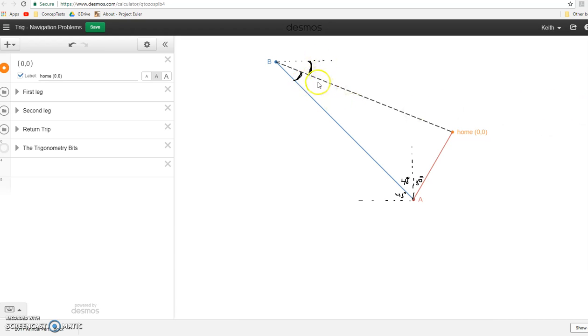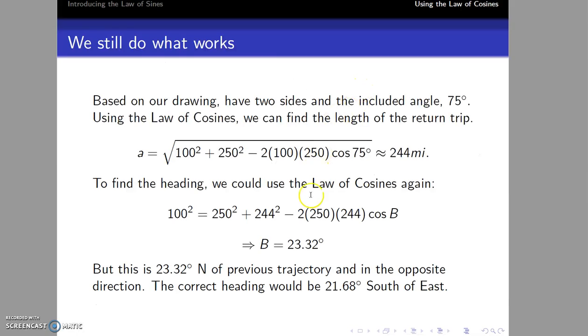And since the whole thing adds up to be 45, we can take the 23 we found out of 45, and we'll get our final heading. If we drive 21.6 degrees south of east for 244 miles, we'll be home. That's what works. But it's not the only thing that works.